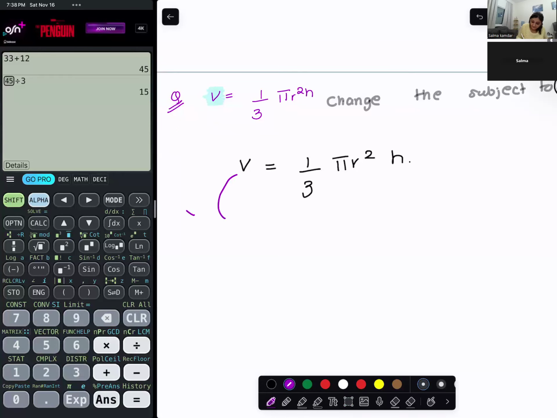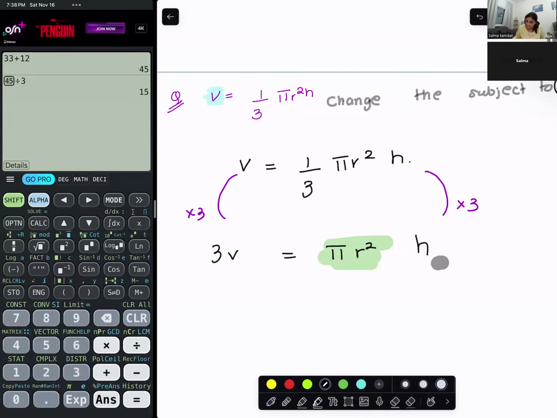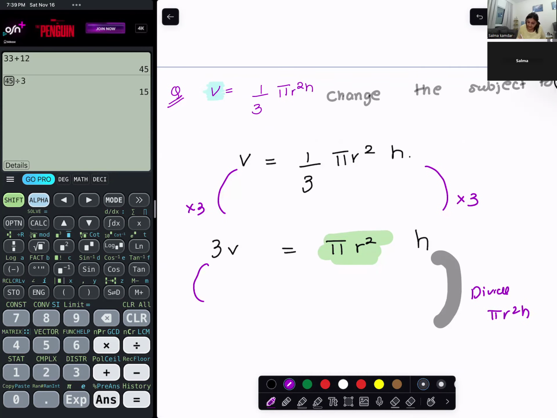So I will multiply everything by 3. If I multiply everything by 3, this would become 3v is equal to pi r square h. Now I don't need this pi r square over here. If I don't need something in multiplication, I need to divide. So I will divide both the sides by pi r square h.